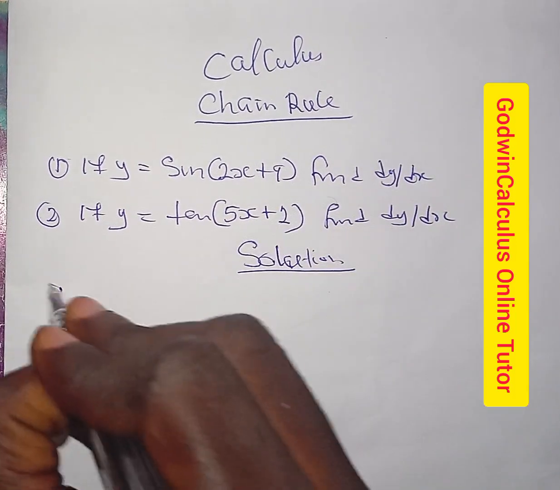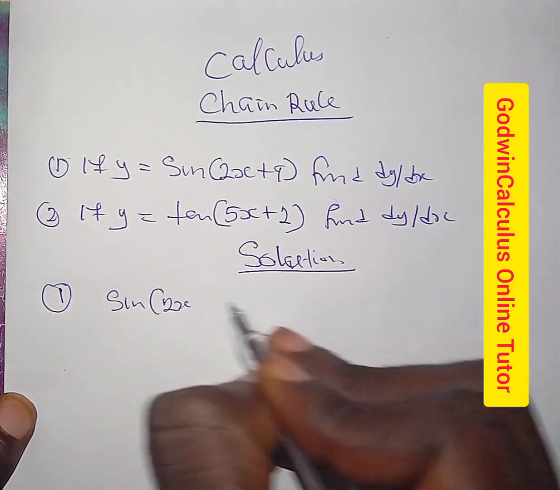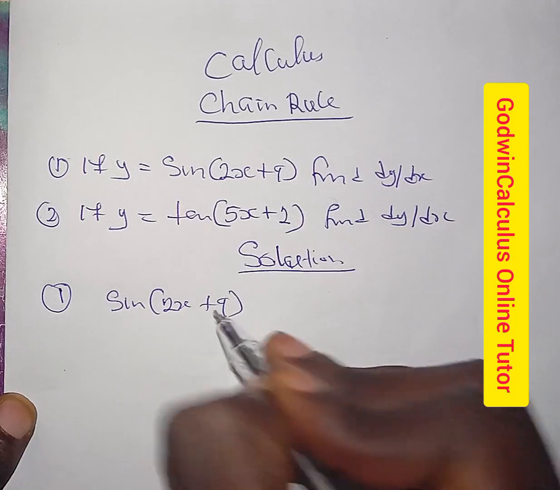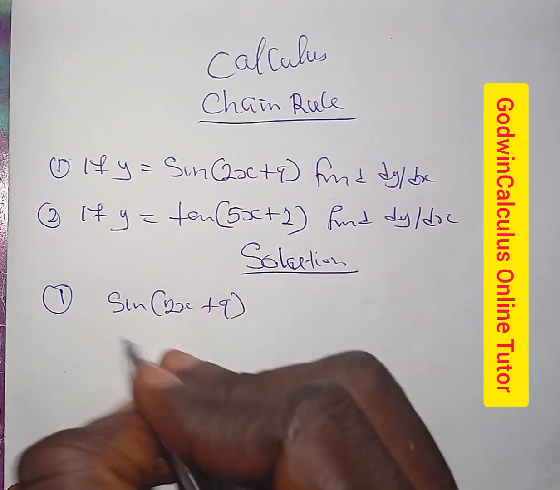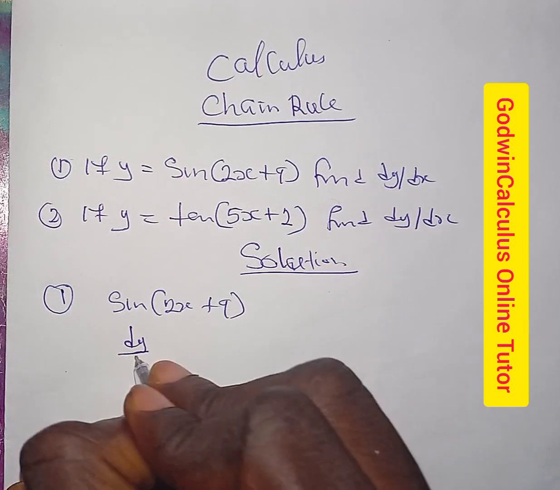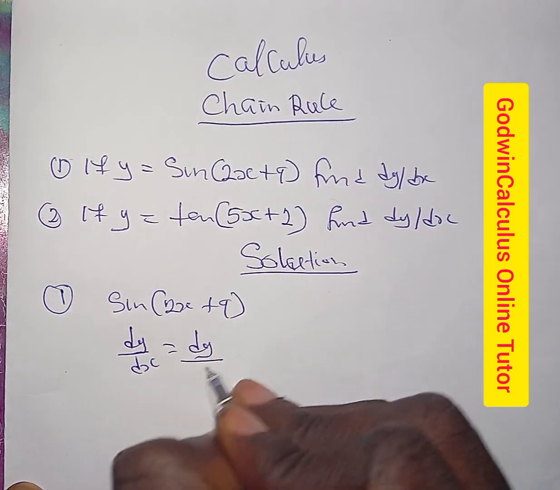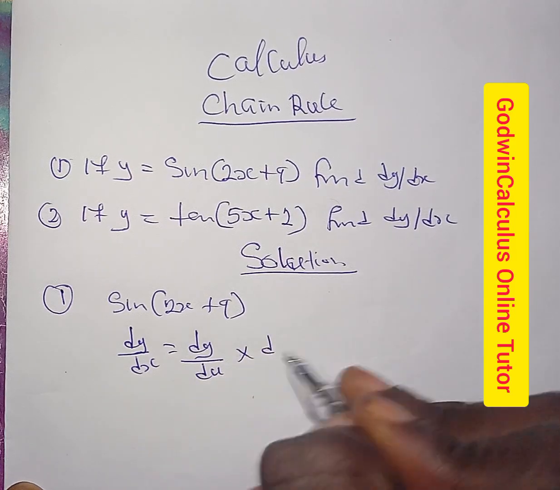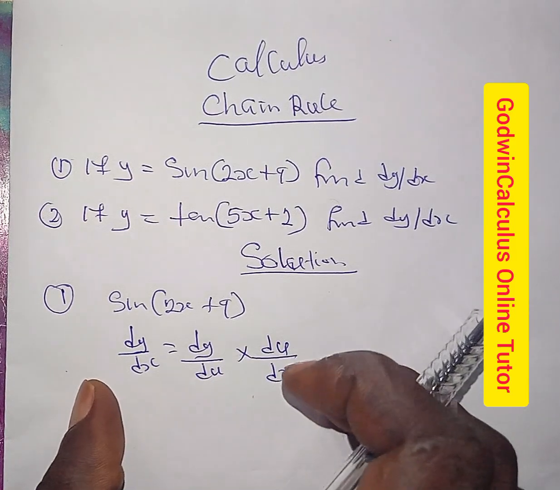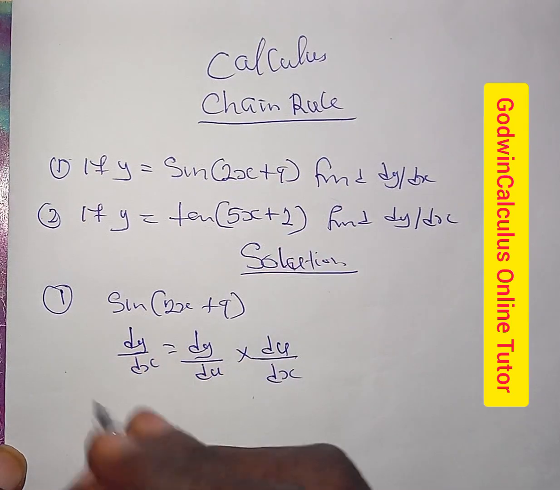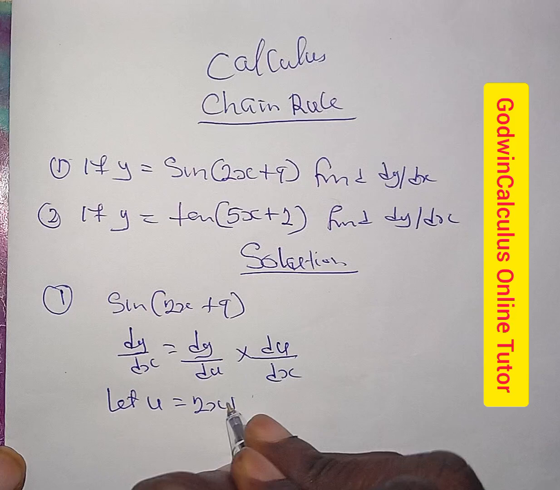Now, number 1, sine bracket 2s plus 9. Don't forget the formula for the chain rule is dy/ds is equal to dy/du times du/ds. So this is the formula we are going to use. In this case now, let u is equal to 2s plus 9.